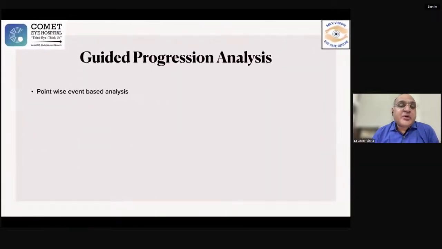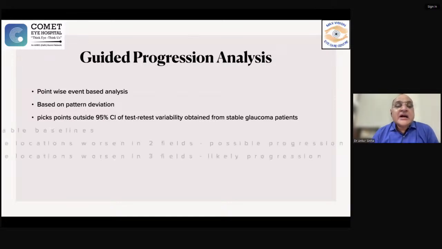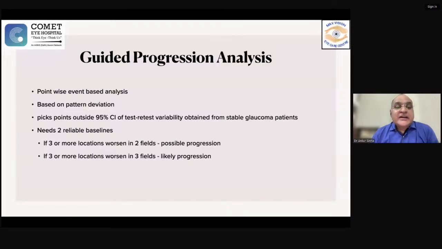Now, GPA is a point-wise event-based analysis. It is based upon the pattern deviation plots. It picks up the points which are outside the 95% confidence interval of test-retest variability obtained from stable glaucoma patients. So basically, those people who tend to have more test-retest variability are excluded here. Now, it needs two reliable baselines. If three or more locations worsen in two fields, it is called possible progression. If three or more worsen in three fields, it is called likely progression.